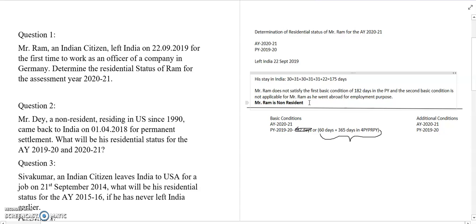So this is the basic way how you solve a problem relating to determination of residential status. You have to follow all the procedures that I have mentioned now. Step by step, you have to try to solve this question.